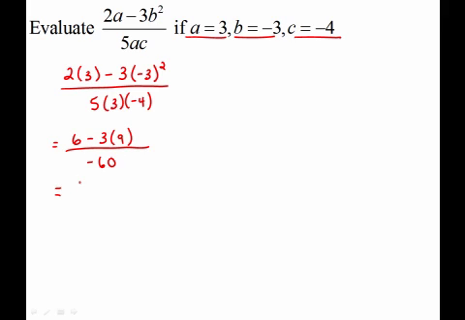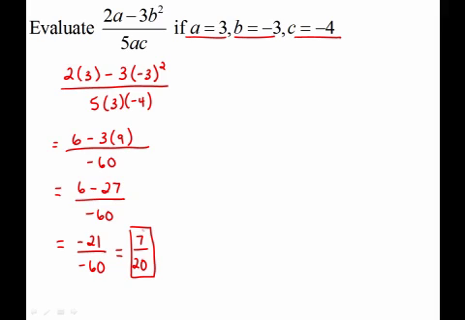And simplifying it a little more, 6 minus 27 over negative 60, which becomes negative 21 over negative 60. And we can take a 3 out of both of those, so the final answer would be 7 over 20, and the two negatives cancel out.